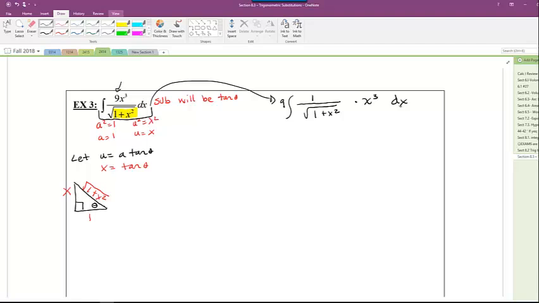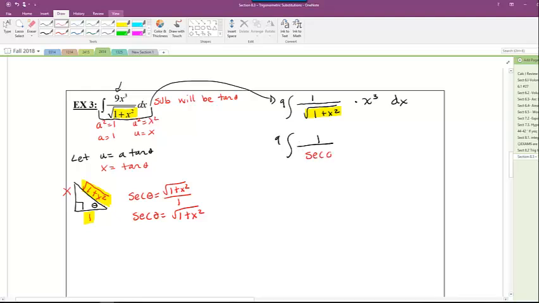Well, looking at my triangle, if I want to find the square root of 1 plus x squared, I know that I'm going to be using the hypotenuse and the adjacent side. Well, the trig identity that goes with the hypotenuse and the adjacent side would be secant. So I know that the secant of theta is equal to the square root of 1 plus x squared all over 1, which means that the secant of theta is just equal to the square root of 1 plus x squared. So far, I can rewrite this as 1 over the secant of theta.